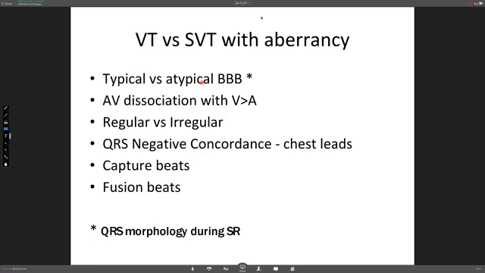If you have a typical bundle branch block, then this could be either. It could be SVT with aberrancy. However, if you don't have a typical aberrancy, meaning it's not typical left bundle or typical right bundle, and provided your resting ECG QRS looks normal, then this has to be VT. So the only way it's helpful is if you have atypical bundle branch block and your resting ECG is normal, then you can't be certain, but you can say with confidence this is probably VT.